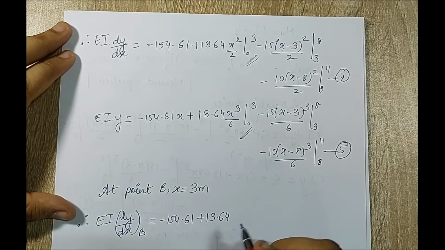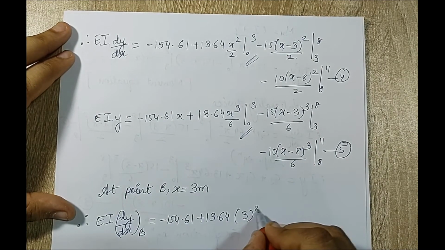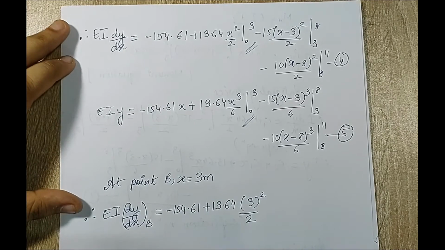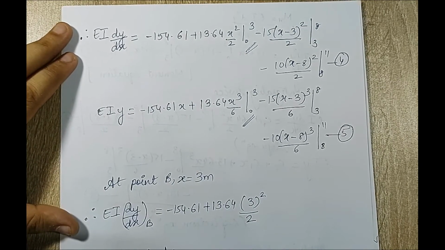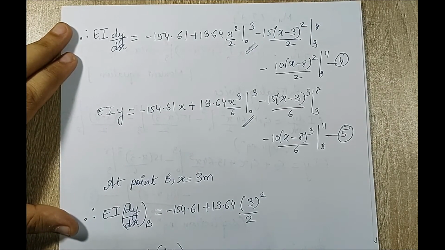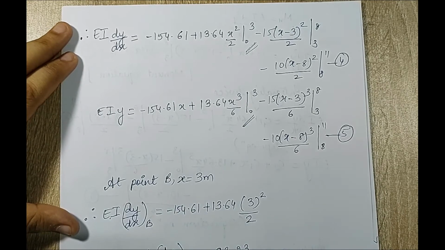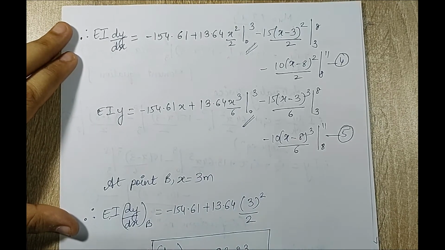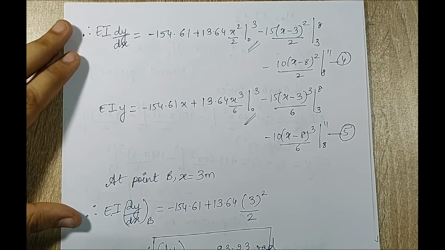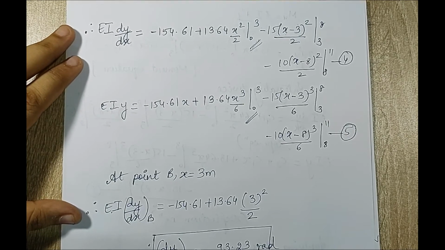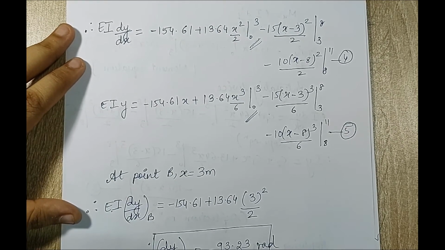So this will be 13.64 into 3 square by 2. I get the value of dy by dx for B as minus 93.23 upon EI, because this EI gets divided here, and the unit of this term, since it is slope, it will be radian. It cannot be degree because there are no other terms in the equation which have a unit degree in it. So I'll have to write radian over here.